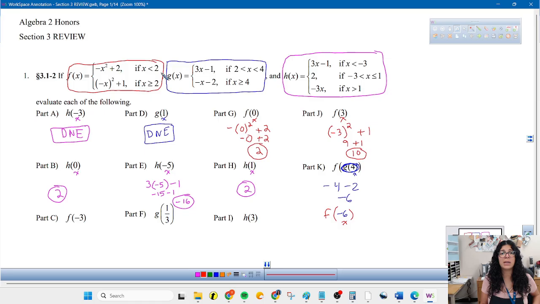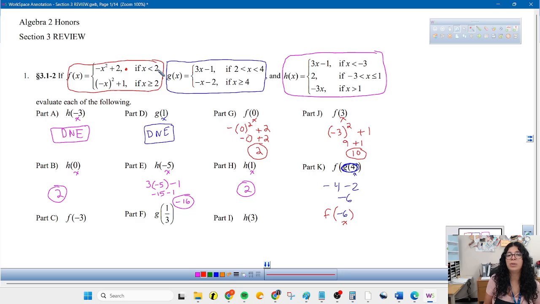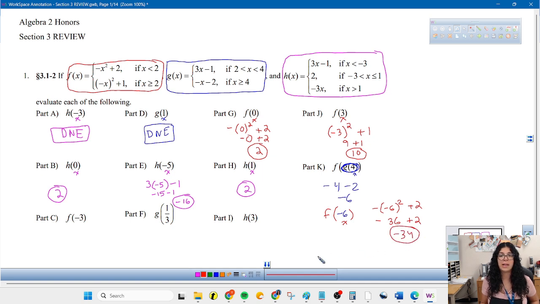Now, plugging negative 6 into my function f, negative 6 falls into the first equation. Negative 6 is less than 2, so I'm going to be using the first equation on that one. Plugging in x, it's negative 6 squared plus 2. Negative 6 squared, exponents first, is positive 36. That negative 1 is multiplying in front, so that's a negative 36 plus 2 is negative 34. And that's part K.